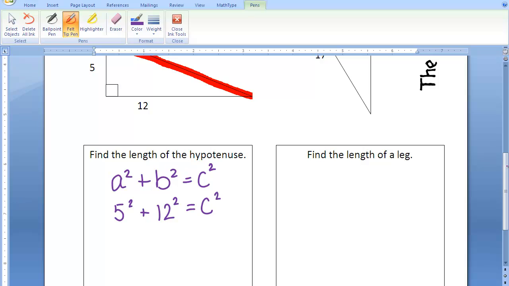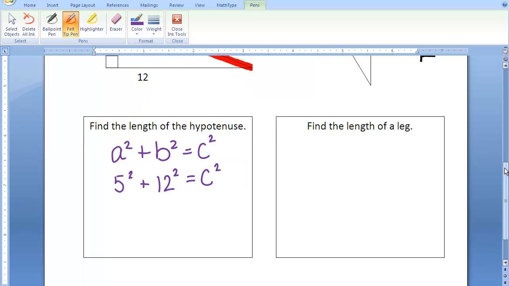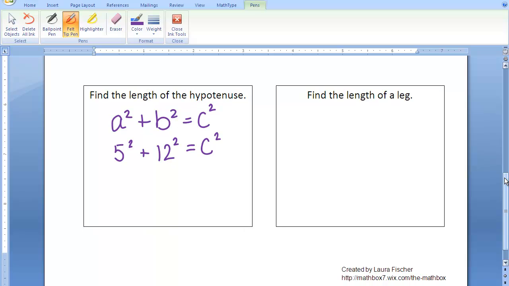Now, here's the really important part. Write the c squared part. Don't leave off that little 2, because it's going to tell you a step that you're going to have to do in just a little bit. Now we're going to go ahead and solve for c. 5 squared is 25, and 12 squared is 144, equals c squared. When we add those together, we get 169, equals c squared.